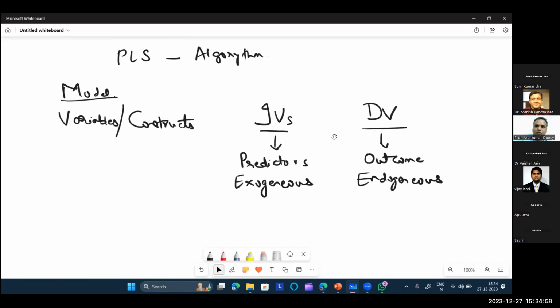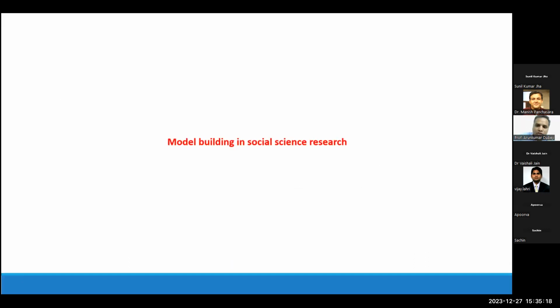So whenever you are building a model, let's say now I'm going to use the term construct, you require constructs. There has to be an independent variable or variables, and there has to be a dependent variable or variables. So, model building in social science research: how do you build a model?